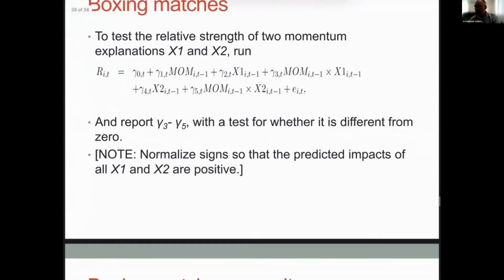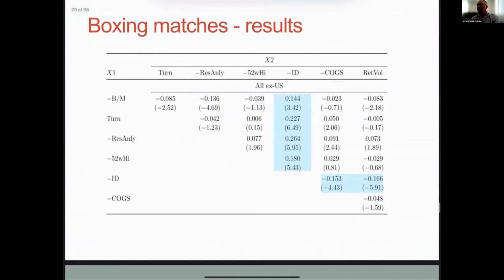The result of this boxing match, where we run every pairwise x1, x2 regression possible, is also very reassuring, because ID wins the boxing match in every case. You can see that in the column, ID versus any of the other variables. This is just a matrix that describes the boxing match. So 0.144 is the result of ID being boxed with BM, for example. You can see that ID wins every boxing match.